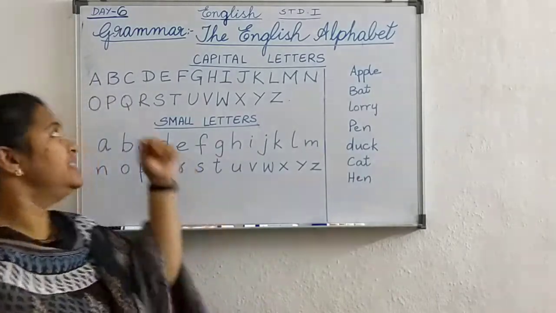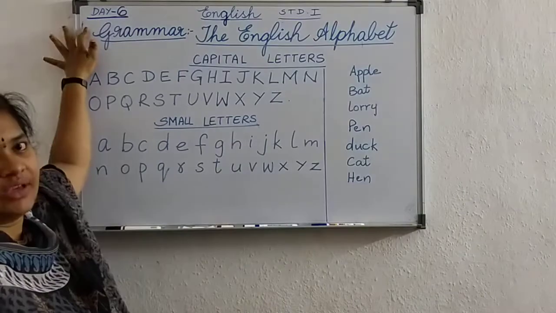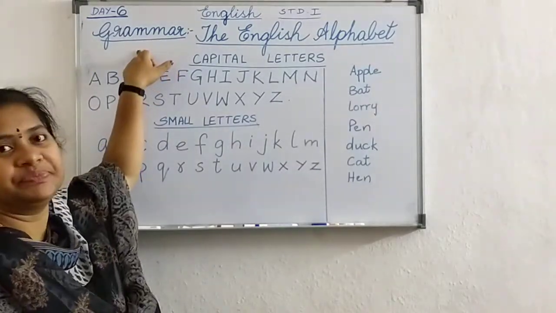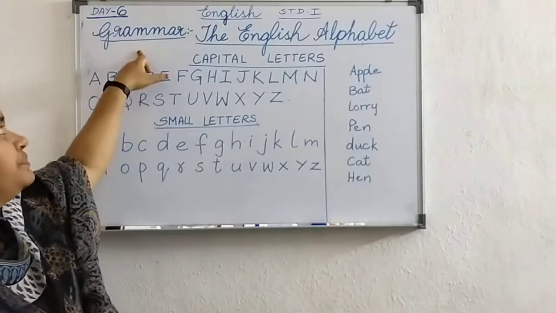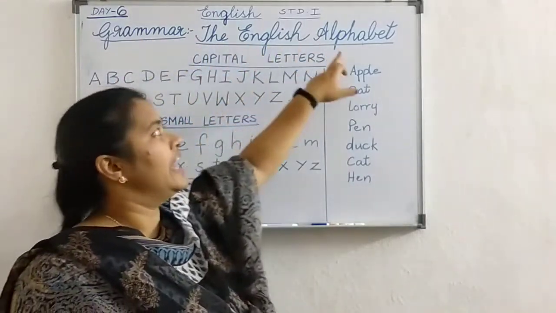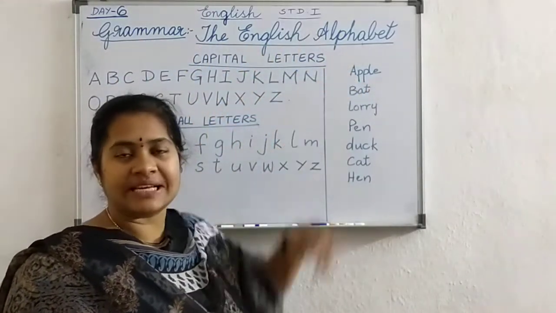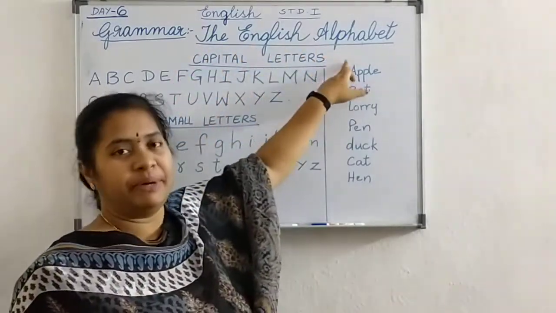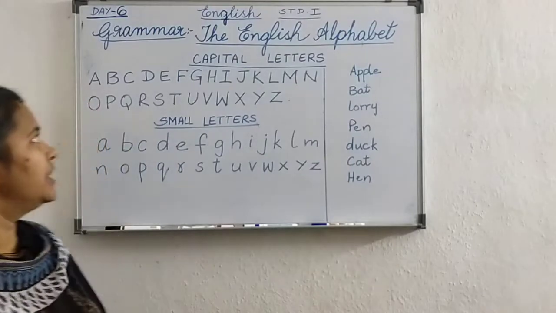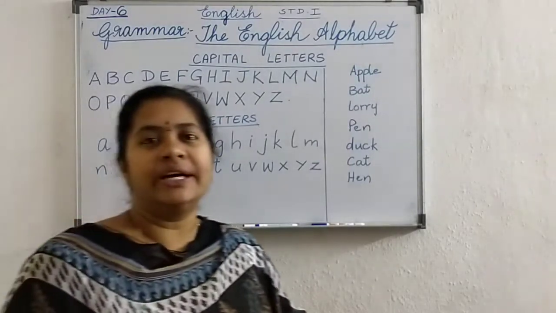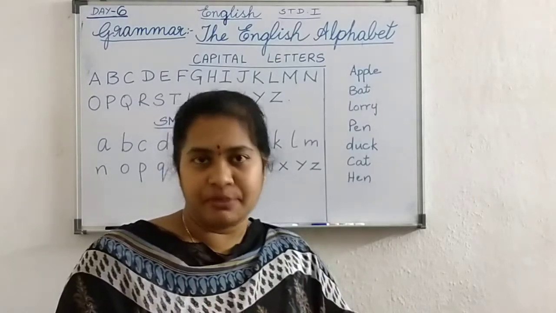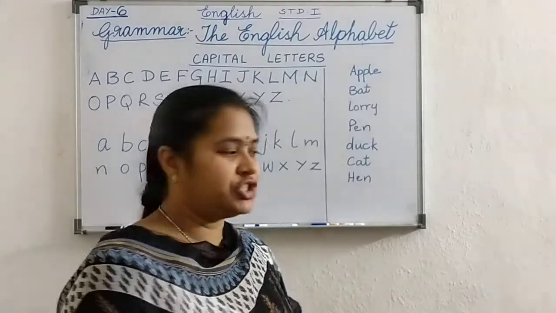Now today is our day 6. And today we are going to deal with English grammar. The English alphabet. What is the first lesson in the English grammar book? The English alphabet. Okay? Now, we all know that in English we have 26 alphabets. Yes? You want to check once?